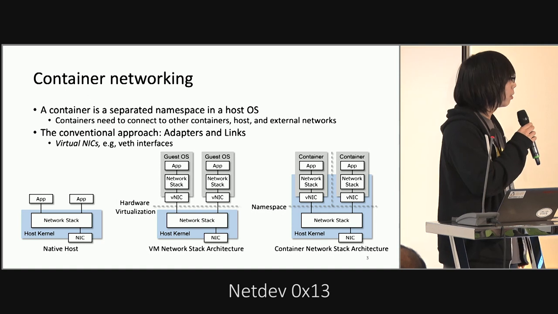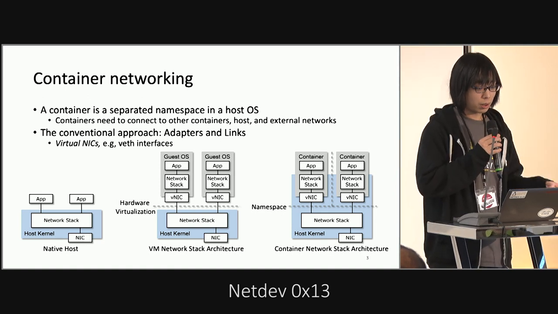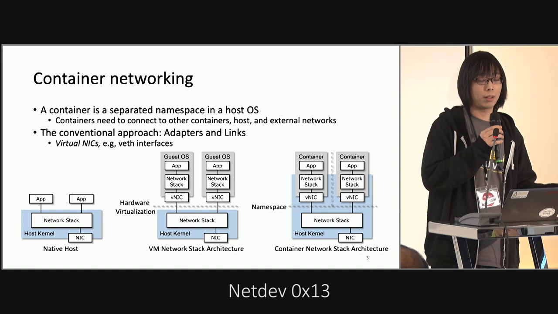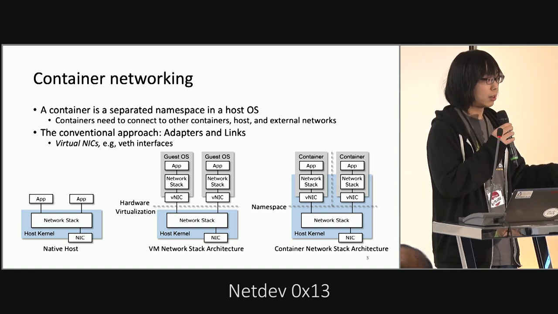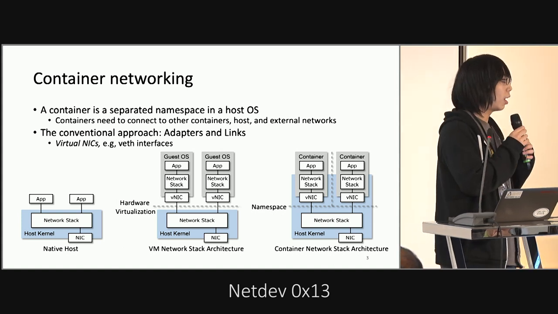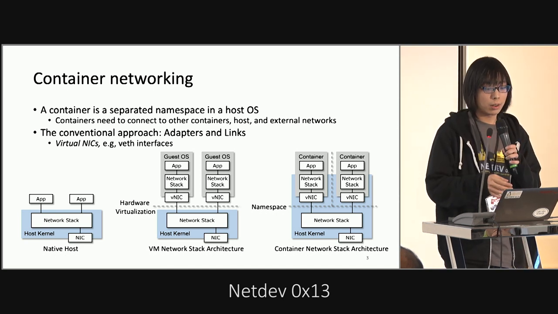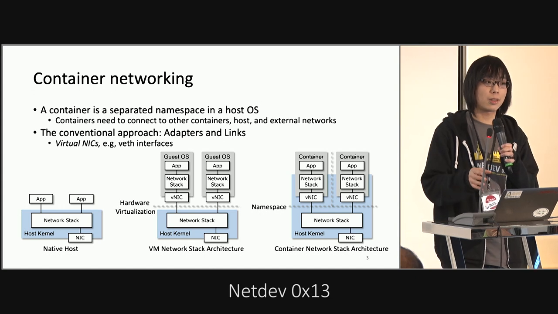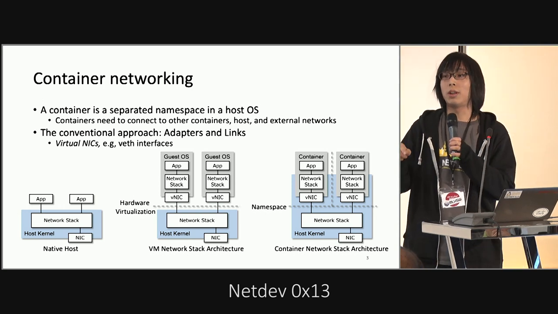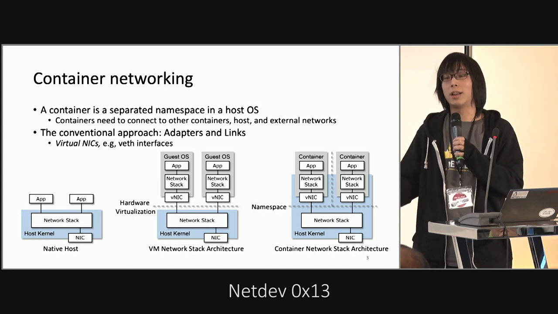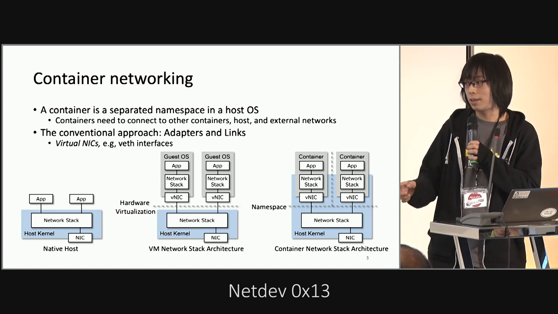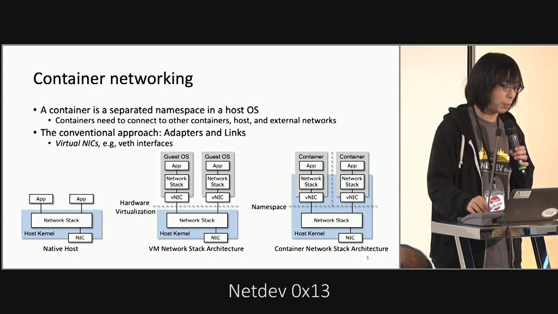For example, the virtual machine network architecture is also using this abstraction. The virtual machine has an adapter, the tap interface or virtio interface, and is connected to the host network stack, and the host network stack performs the NAT or switching and so on. And in the container network stack architecture, it is the same. The container is a separated instance. So the container has an adapter, the veth type interface usually, and the container is connected to the host network stack. So this is the same way as in the physical environment. This is a very traditional abstraction to connect different instances, using adapters and links. So this is a conventional abstraction.